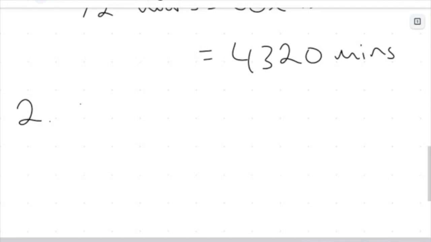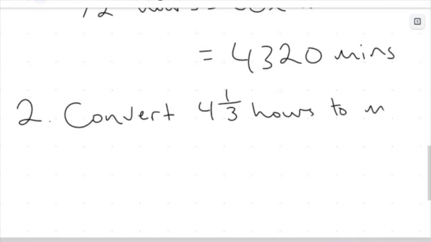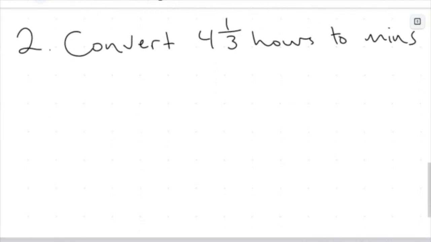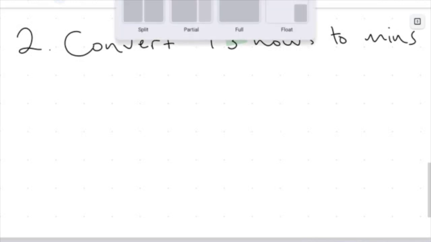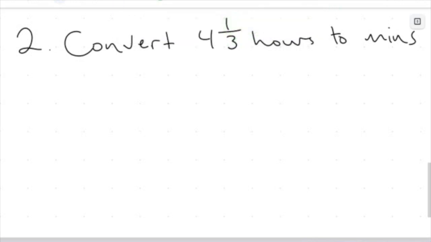What I want to do is convert 4 1/3 hours to minutes. Okay, so this is a little bit harder, isn't it? Because I have a mixed numeral here. I'm working with a fraction and a whole number here. But you can see that we actually don't have to really work through it too differently, right?